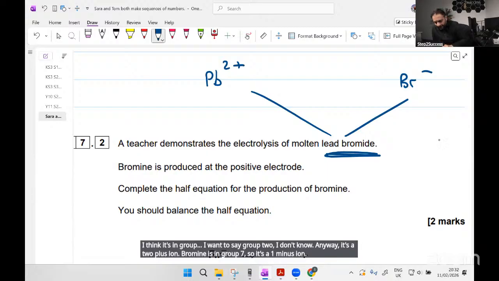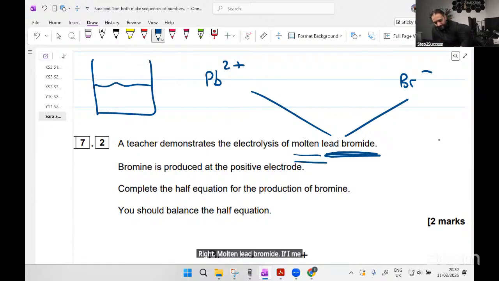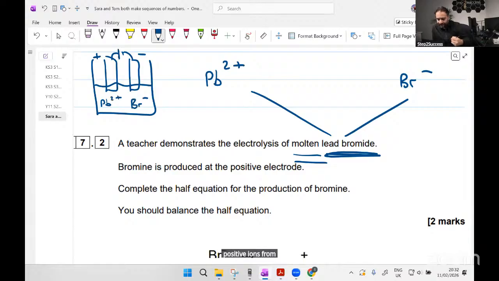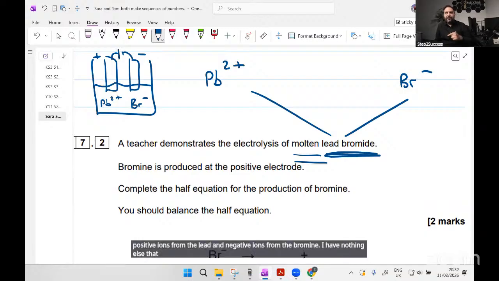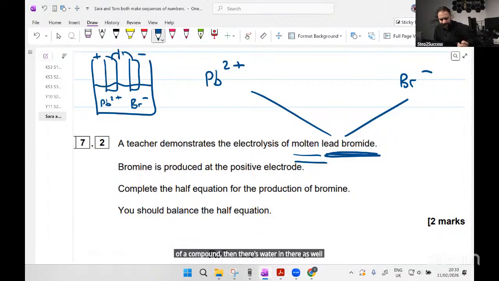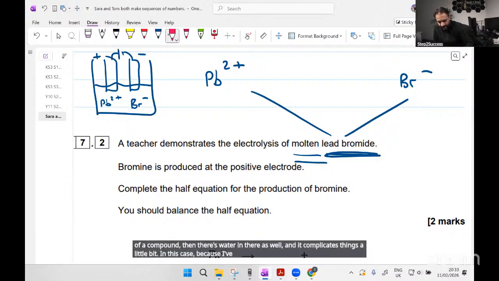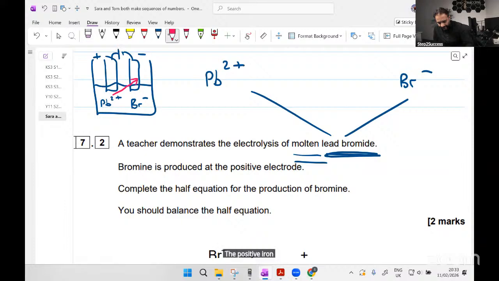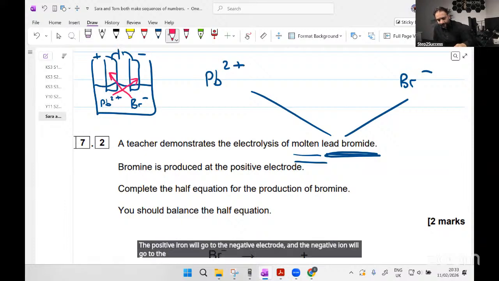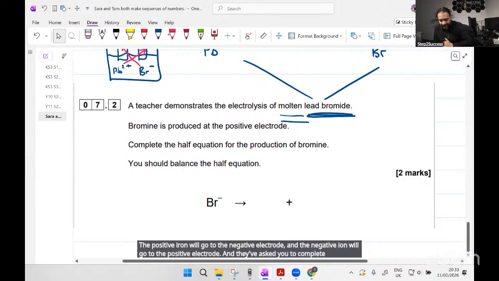Right. Molten lead bromide. If I melt lead bromide in my electrolysis thing, okay, positive, negative, then in my electrolyte, I have positive ions from the lead and negative ions from the bromine. I have nothing else. That's really important because if you do an aqueous solution of a compound, then there's water in there as well, and it complicates things a little bit. In this case, because I've only got positive and negative, the positive ion will go to the negative electrode and the negative ion will go to the positive electrode. And they've asked you to complete the half equation for the production of bromine.